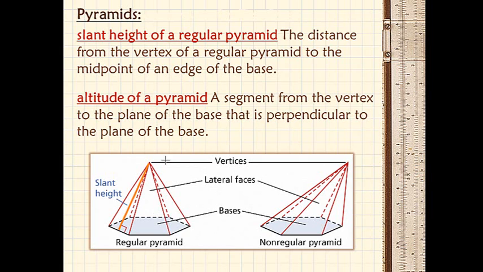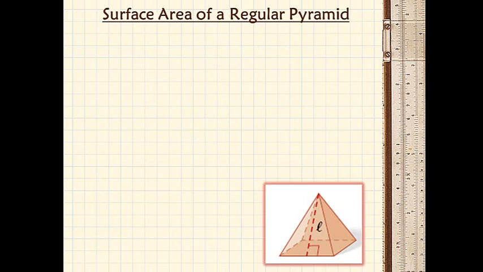So for the altitude of a regular pyramid, it's going to go from the vertex, and it's going to go straight down to the base, and it's going to be perpendicular to that base. In this pyramid, it would go straight down to the plane that contains the base and be perpendicular to that plane. So this blue segment is the altitude of the pyramid, what we would call the height of the pyramid, and this orange line is the slant height.